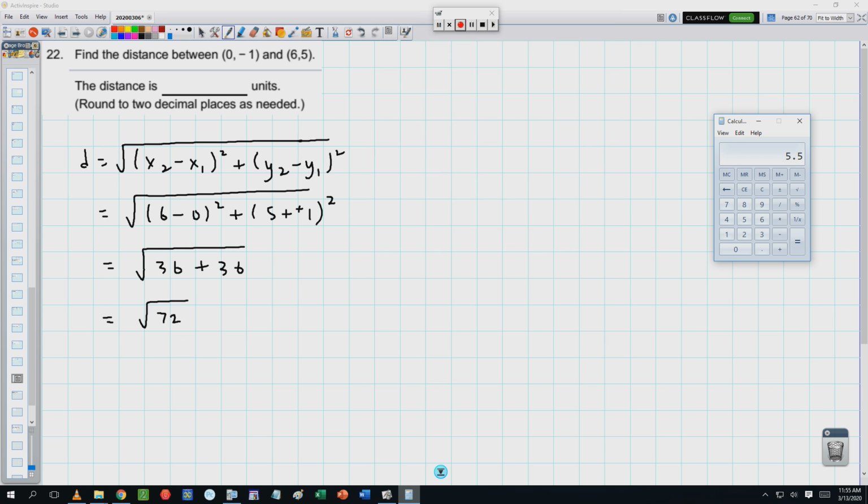Remember, you get to use this calculator right here. 36 plus 36. You know that's 72. And then we want to take the square root of that, which means you just hit the square root button. 8 point, round to 2 decimal places, 8.49.